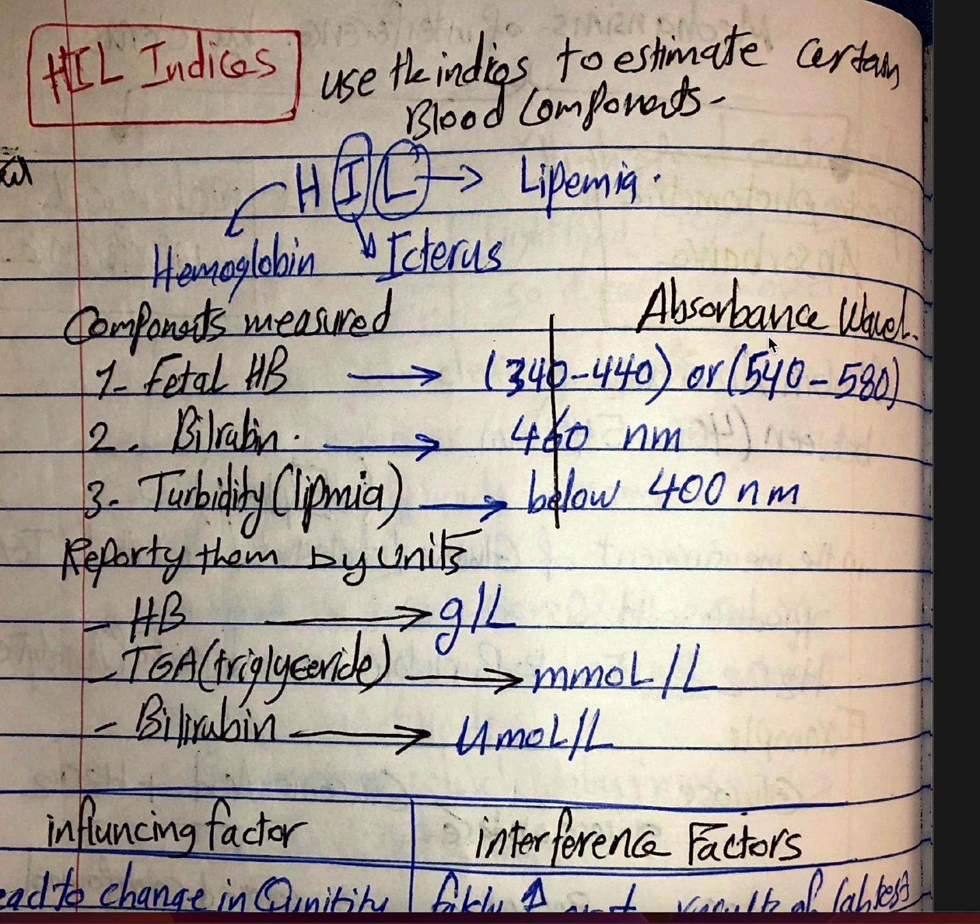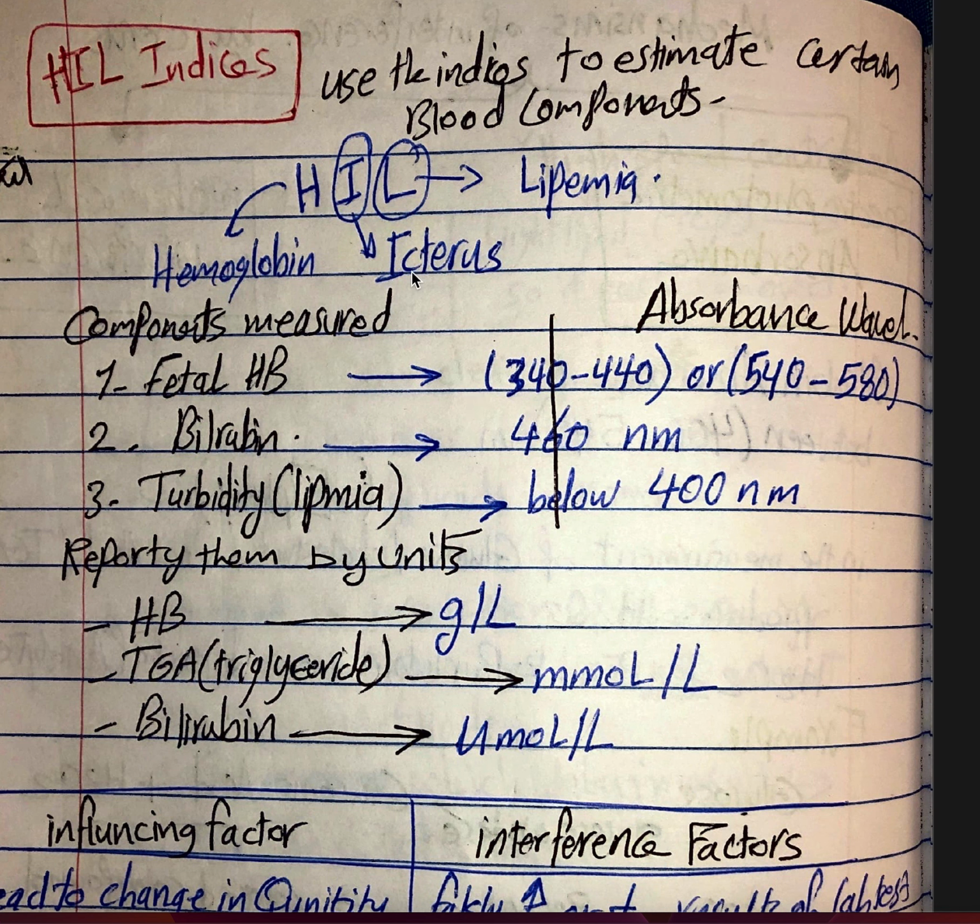So what are the components that we measure? H, hemoglobin, fetal hemoglobin, for example. I, icterus, so we measure the bilirubin, and we measure the turbidity. So I'm talking about the absorbance level, and then the reports should have the units. Hemoglobin will be gram per liter. Triglyceride will be millimole per liter. Bilirubin will be micromole per liter.